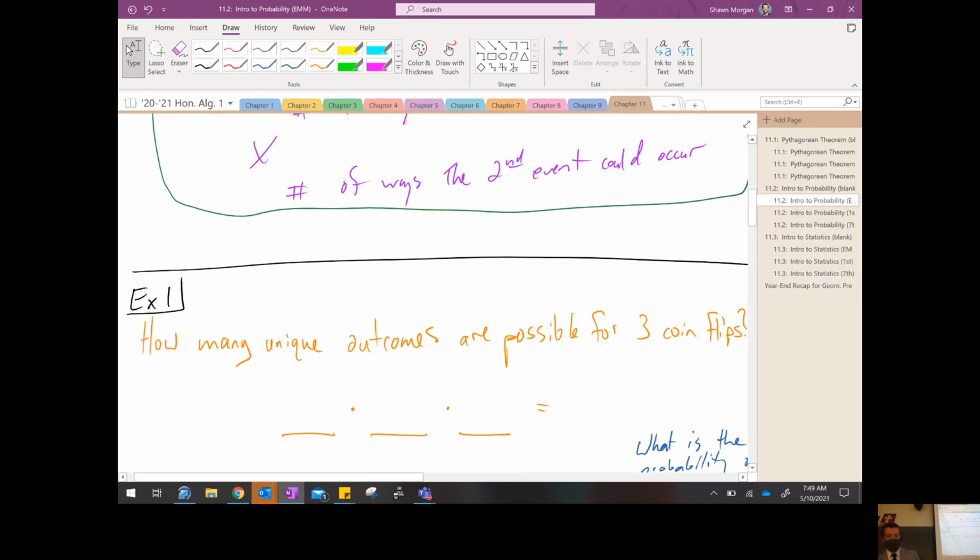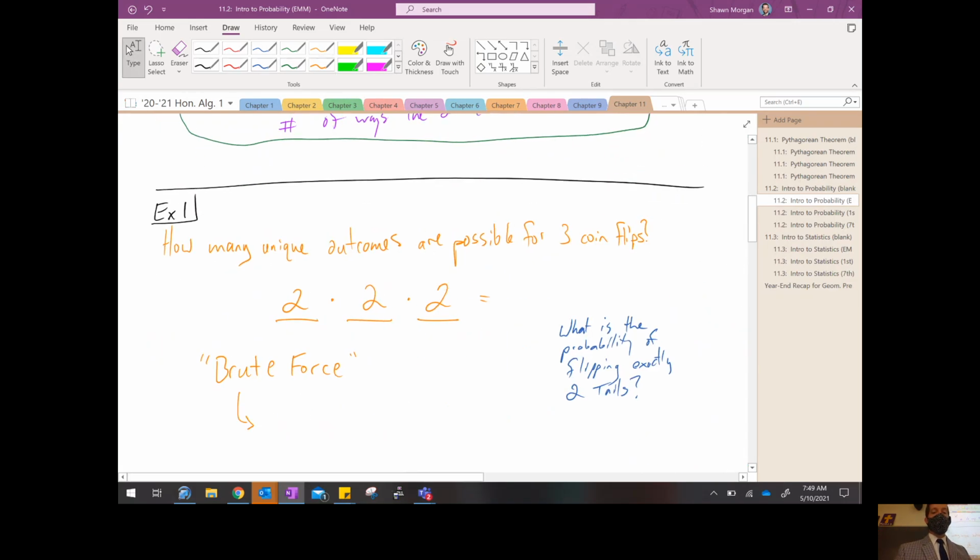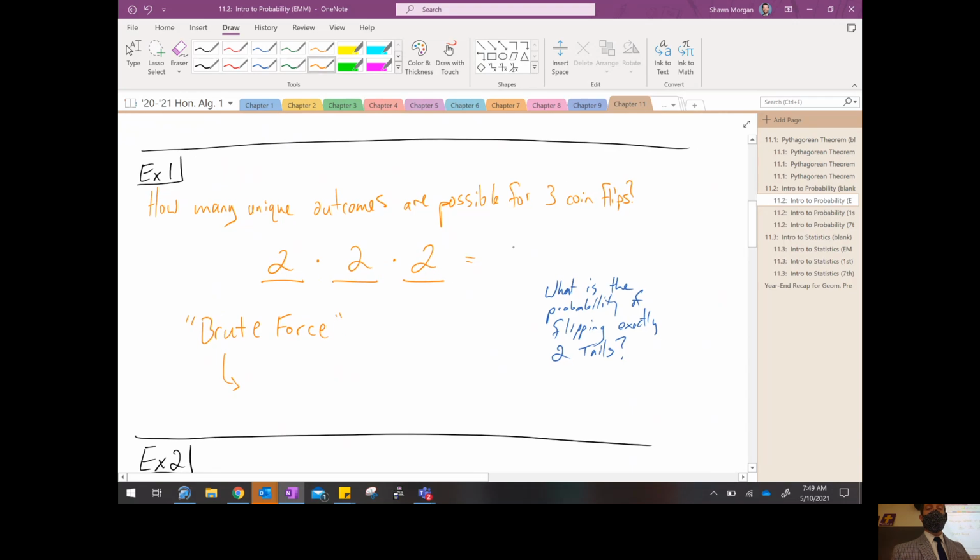Now, the way that I visualize that is I think about the first coin flip, and there's only 2 possible outcomes. And the second coin flip, there's 2 possible outcomes. And the third coin flip, there's 2 possible outcomes. And I want all 3 coin flips to occur. Therefore, I use my fundamental principle of counting, and I multiply 2 times 2 times 2, and I get 8. So there are 8 ways that experiment could occur.